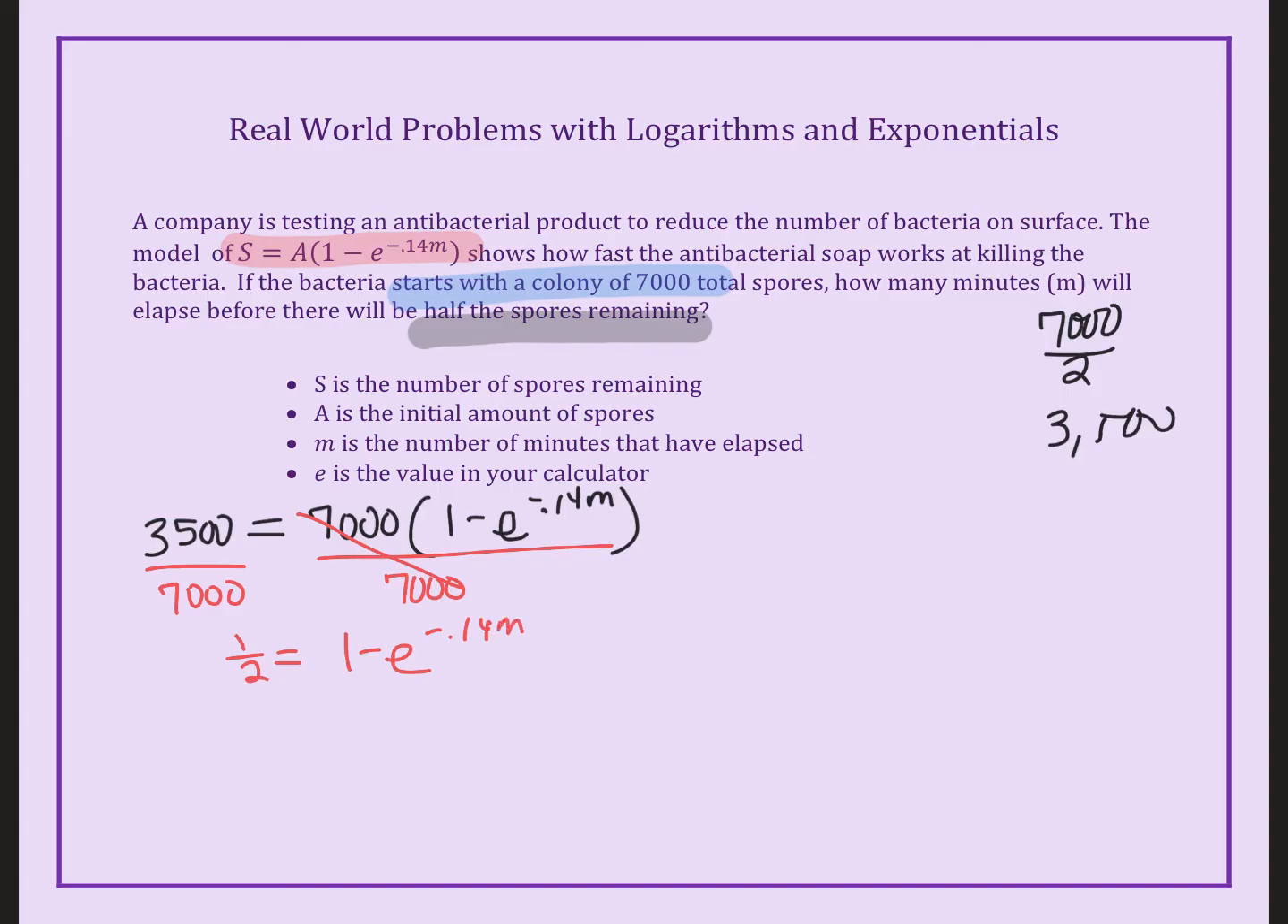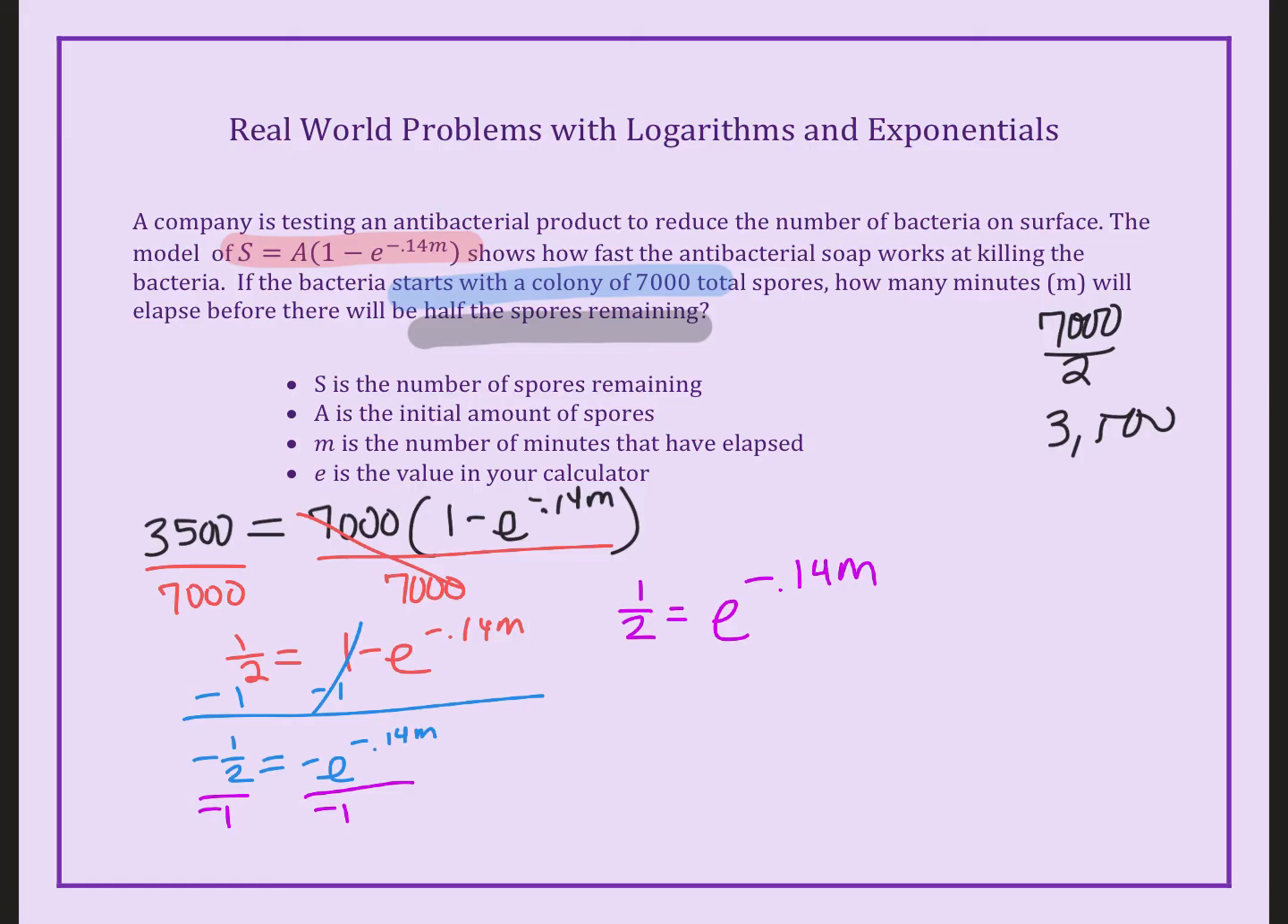So I want to move the 1 to the other side. So I'm going to subtract 1 from both sides. 1/2 minus 1 is now negative 1/2 equals negative e raised to the negative 0.14 m power. I don't want a negative e. So right now it's a negative 1e. I need to divide both sides by negative 1. So now I have a positive 1/2 is equal to, we're almost done now, okay? It's equal to e raised to the negative 0.14 m power.